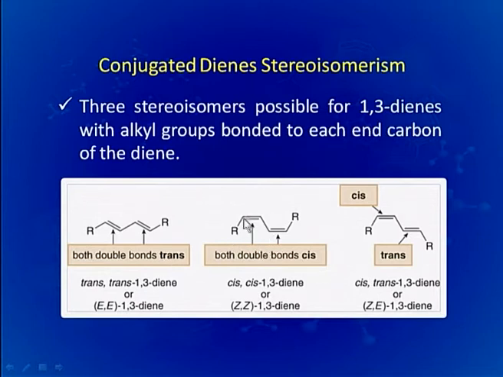Now, the second example, we can see both of the hydrogen atoms lie on the same side of the carbon-carbon double bond. So, therefore, the bond will be cis. Here also both are in cis position. So, this compound is the cis-cis 1,3 diene. Now, coming to the third stereoisomer, both hydrogen atoms on the same side means cis and hydrogen atoms on opposite sides means trans. So, this is the third, the cis-trans 1,3-diene.